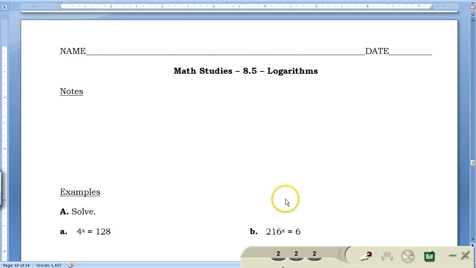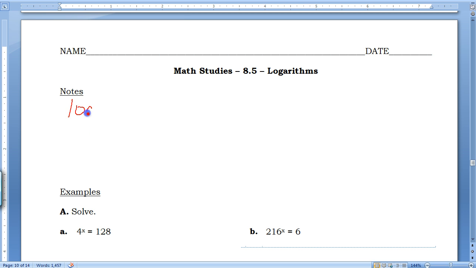Okay, this is Math Studies section 8.5, and in this lesson we're going to talk about how to solve for that pesky power of an x. So that starts with something called a logarithm. A logarithm looks like log base b of a equals x. And what that means is it converts something with a base of b to the power of x equals a.